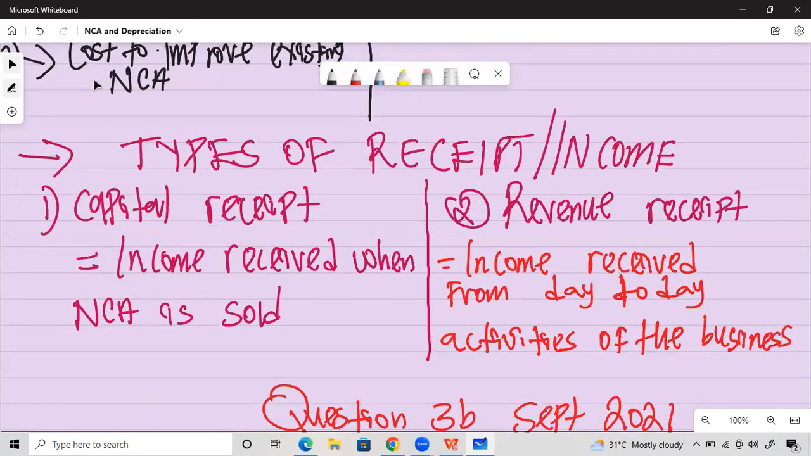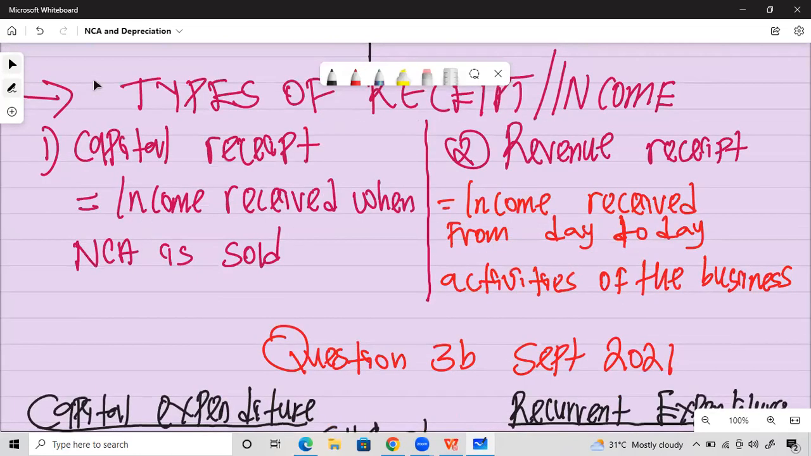We also talk about the types of receipts. We have capital receipts, and we also have revenue receipts. Capital receipt comes from when you dispose of a non-current asset, while revenue receipt comes from your ordinary course of business.